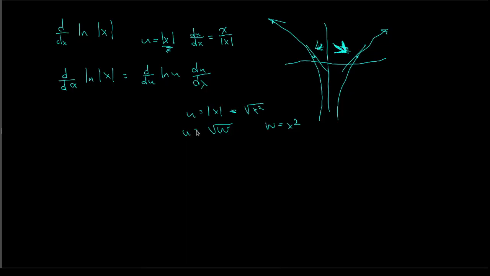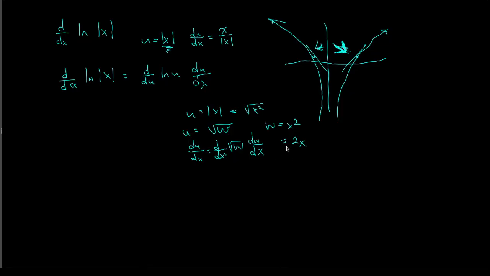So u is equal to the square root of w, where w is x squared. So du dx is the derivative of the square root of w, which is 1 over 2 times the square root of w, times dw dx. And here at least we get a nice dw dx is 2x.